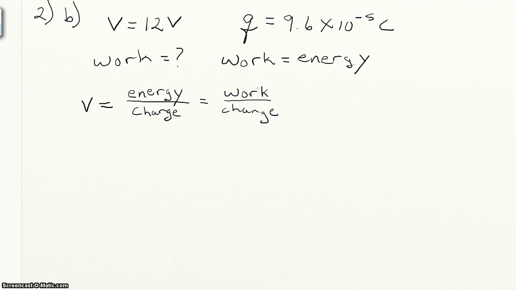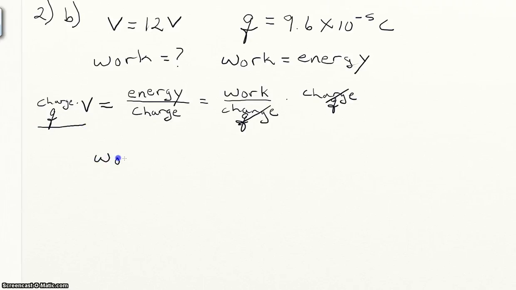Okay, so if I'm solving for work, I'm going to need to multiply by charge on both sides. I'm going to end up multiplying the right side by my charge and the left side by charge. So here's what it looks like. I'm going to substitute in Q for charge. So this charge cancels out here, and I'm left with work is equal to voltage times charge. This piece right here is really important.